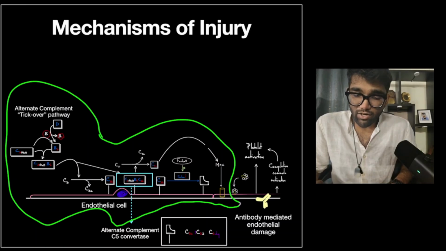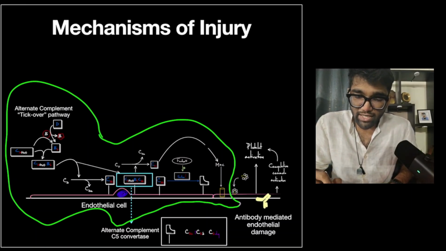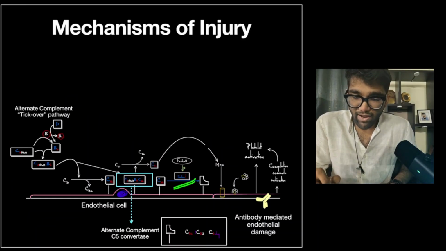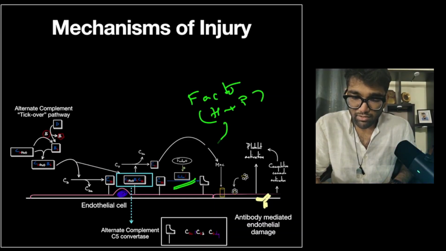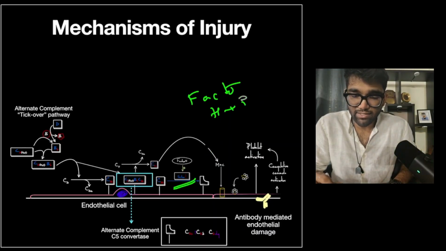Now, why does that not happen? That is because we have an inhibitor of this pathway that is known as factor I. And factor I is helped by another factor called factor H. So factor H plus I together actually inhibit this pathway. And how do they inhibit it? That is by degrading C3b.